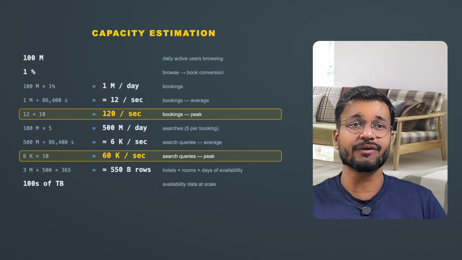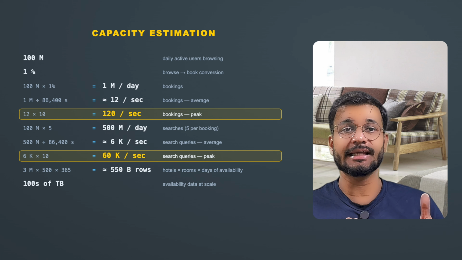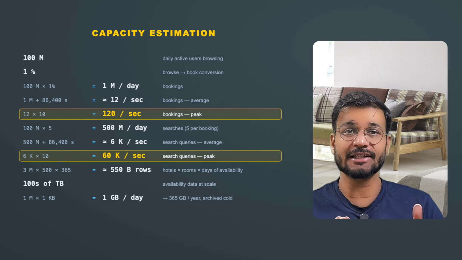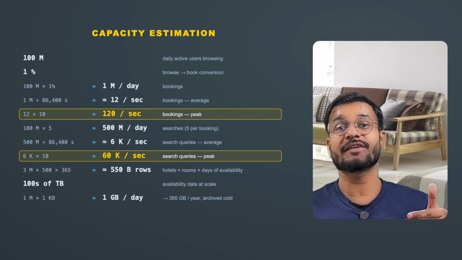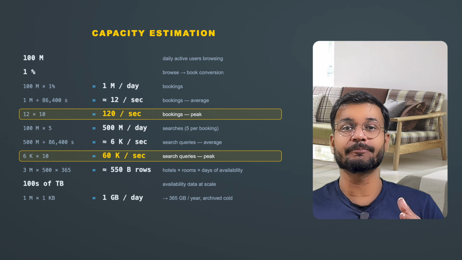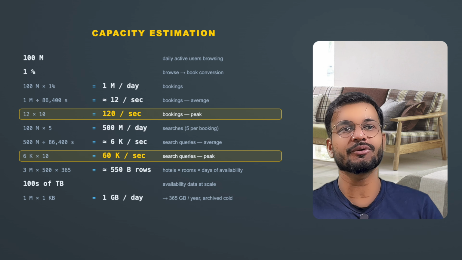Then we have the booking history. 1 million bookings per day, each record roughly 1 KB, that's 1 GB per day. 365 GB per year, growing infinitely. We archive cold data to cheaper object storage.